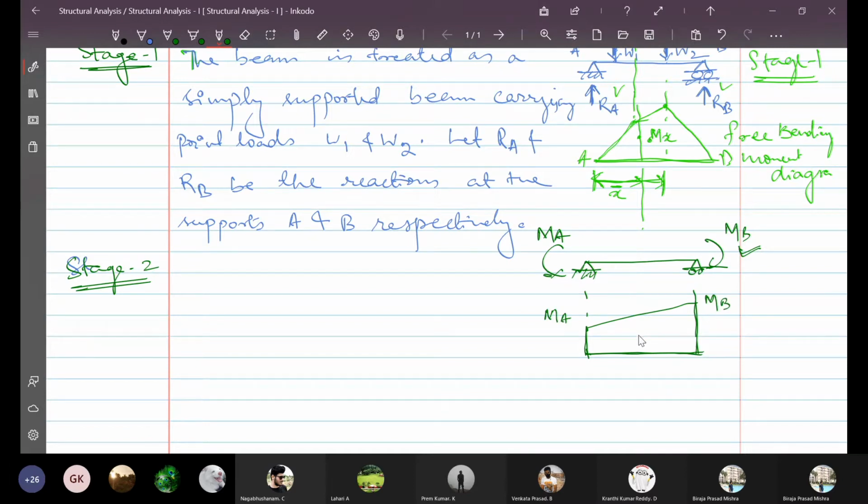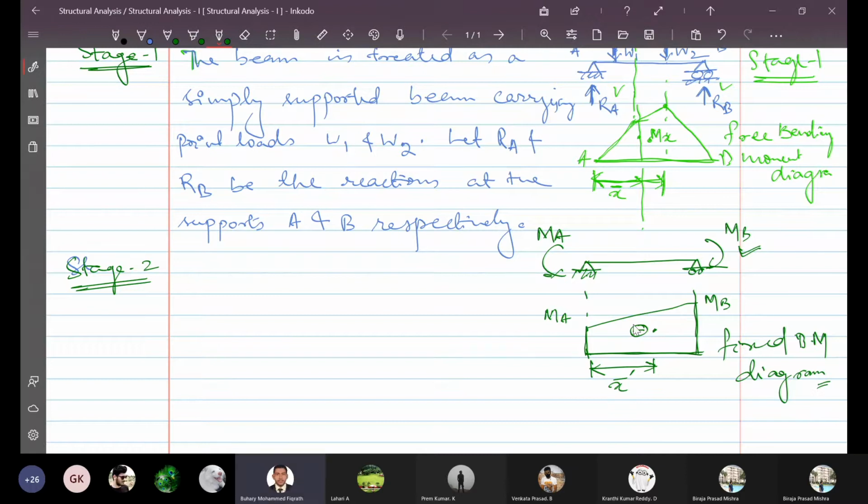And the CG of this one is at a distance of x bar dash, and this is the fixed bending moment diagram.